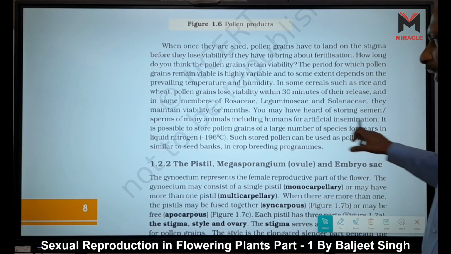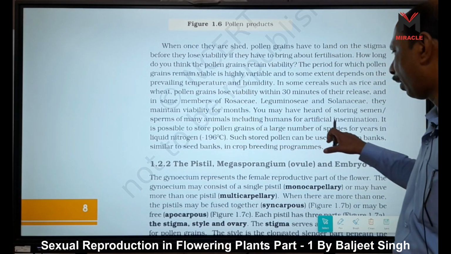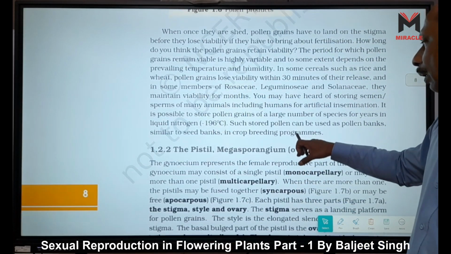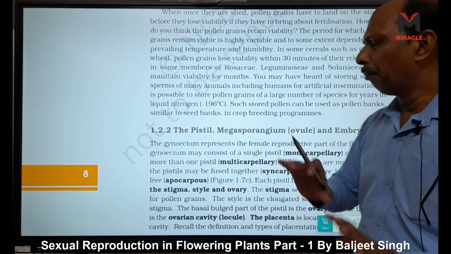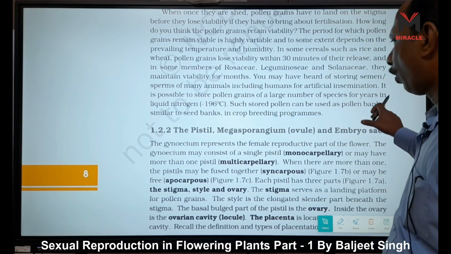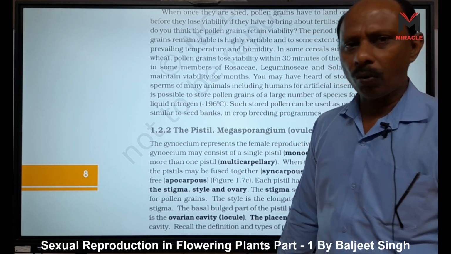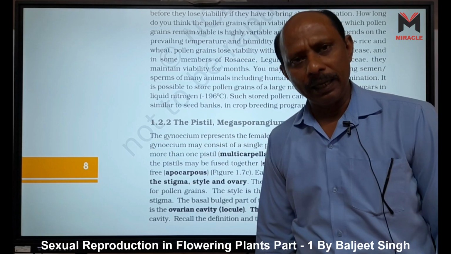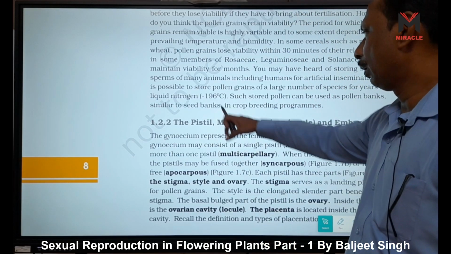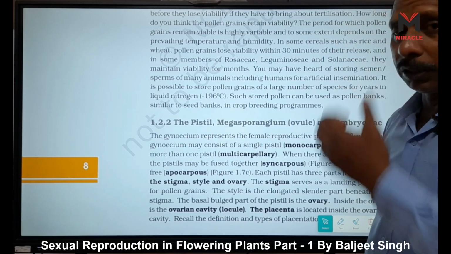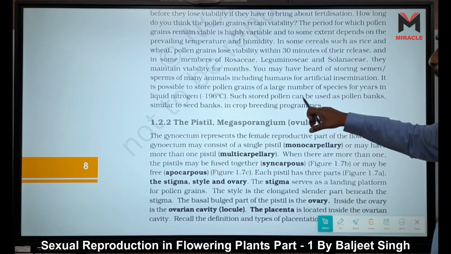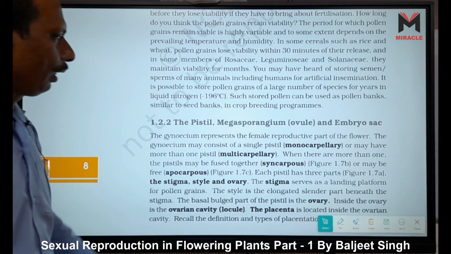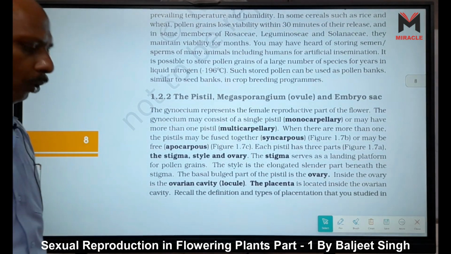You may have heard of storing semen or sperms in many animals, including humans, for artificial insemination. It is also possible to store pollen grains in pollen banks, right? They can be stored for many years in liquid nitrogen, whose temperature is minus 190 degrees centigrade. Such stored pollen can be used as pollen banks, similar to seed banks, in crop breeding programs.